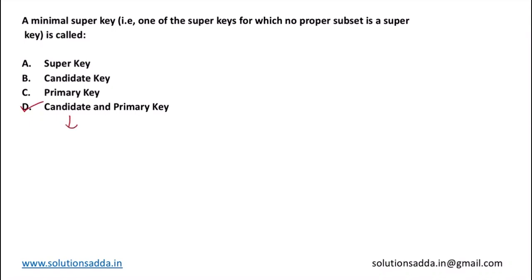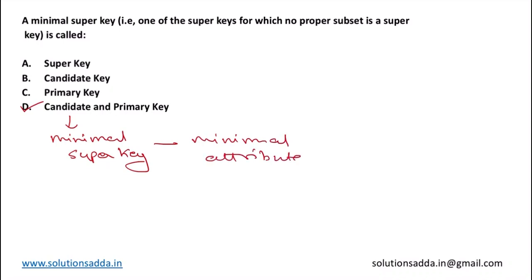What is a candidate key? Candidate key is a minimal super key. Why is it called a minimal super key? Because we select a candidate key from a set of super keys such that the selected candidate key is the minimum attribute required to uniquely identify the table. It is the minimal attribute required to uniquely identify the table.